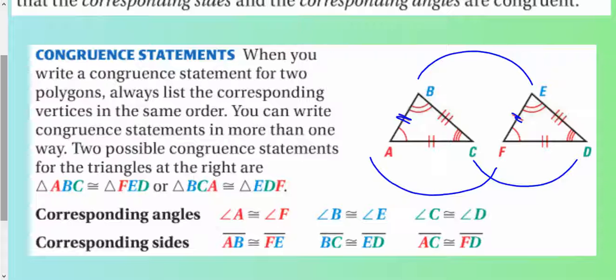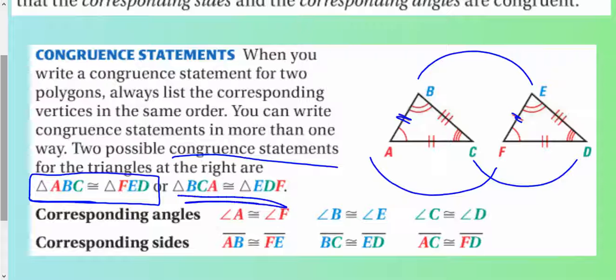And then here is what is called the congruence statement. If they ask you to write a congruence statement for the triangles, you're saying triangle ABC is congruent to triangle FED. You can use any order. So if this is another example, just make sure that you're consistent. So the B matches up with the E, the C and the D, the A and the F.